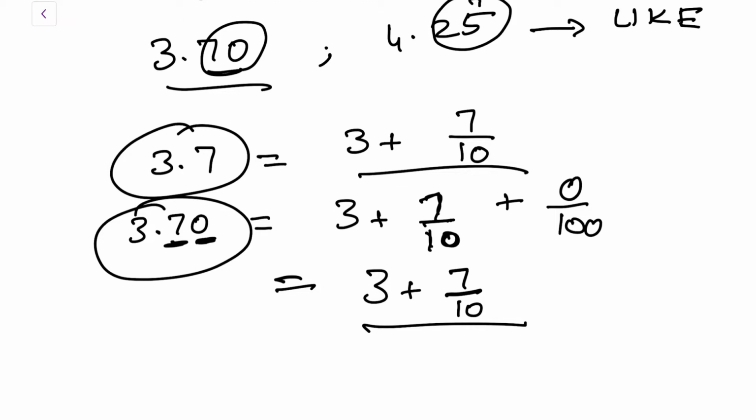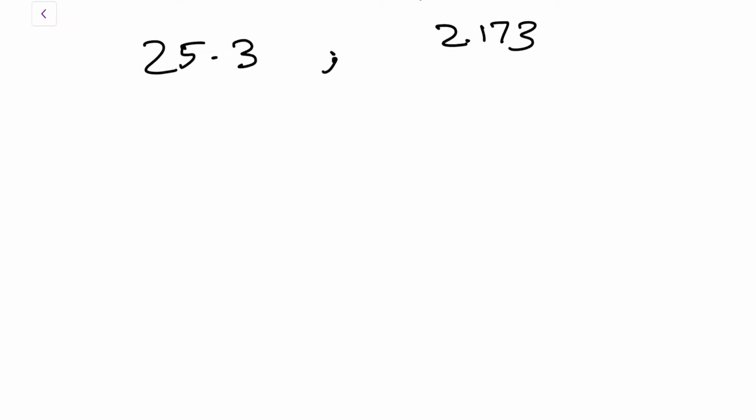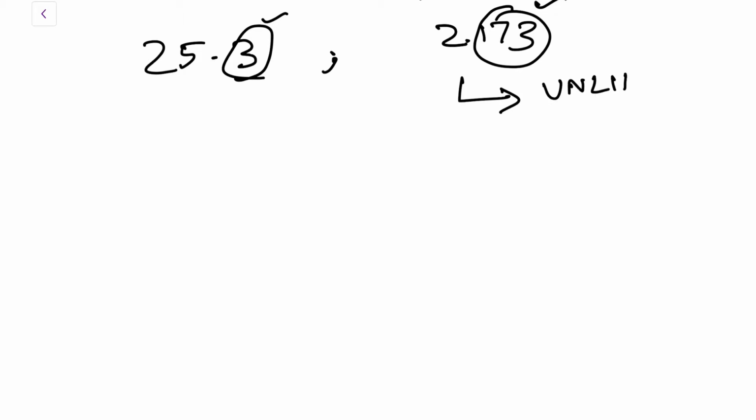Let's take another example to see how we can change unlike decimals into like decimals. Here, have a look at this one, 25.3 and 2.173. Now, can you tell me if these are like or unlike decimals? That's right, unlike decimals, because this has 1 decimal place and this has 3 decimal places, so they are unlike. How can we change this into like decimals?